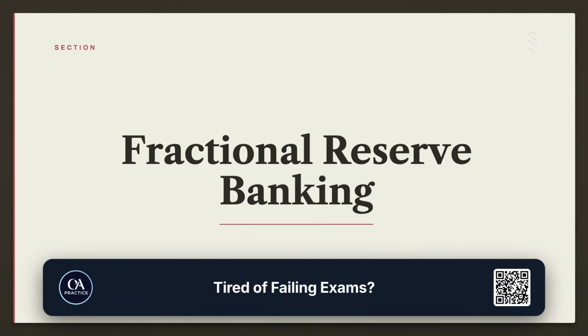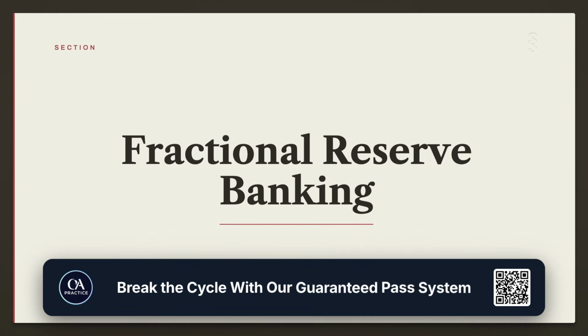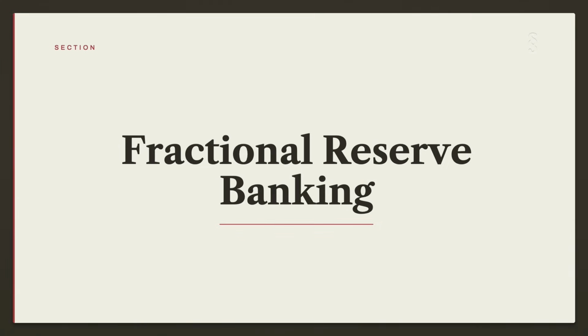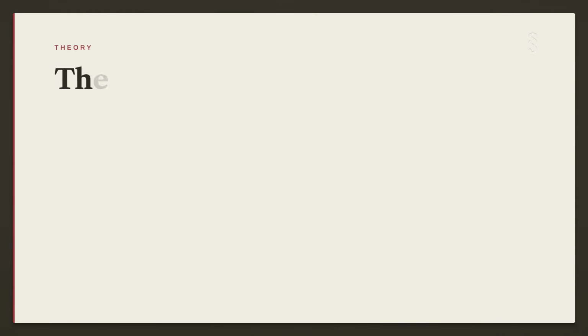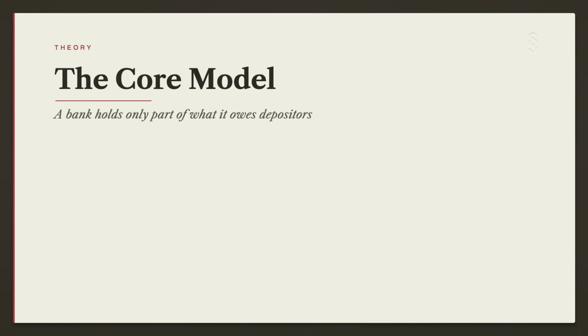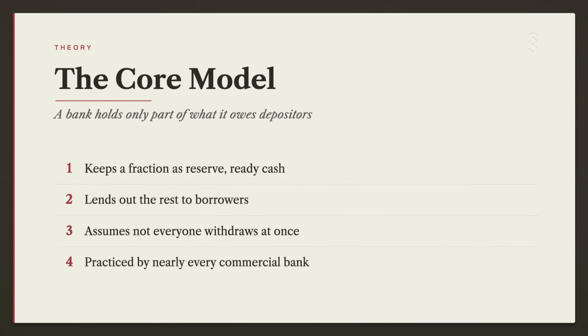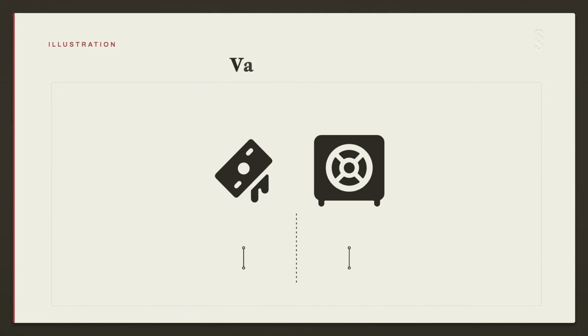In the 1600s, London goldsmiths storing gold for customers noticed something simple. Depositors almost never came for their gold all at once. That quiet observation became the foundation of modern banking. Fractional reserve banking means a bank keeps only a fraction of deposits as reserve and lends out the remainder, betting that withdrawal demand stays ordinary rather than all at once. This is the standard legal operating model for nearly every commercial bank.